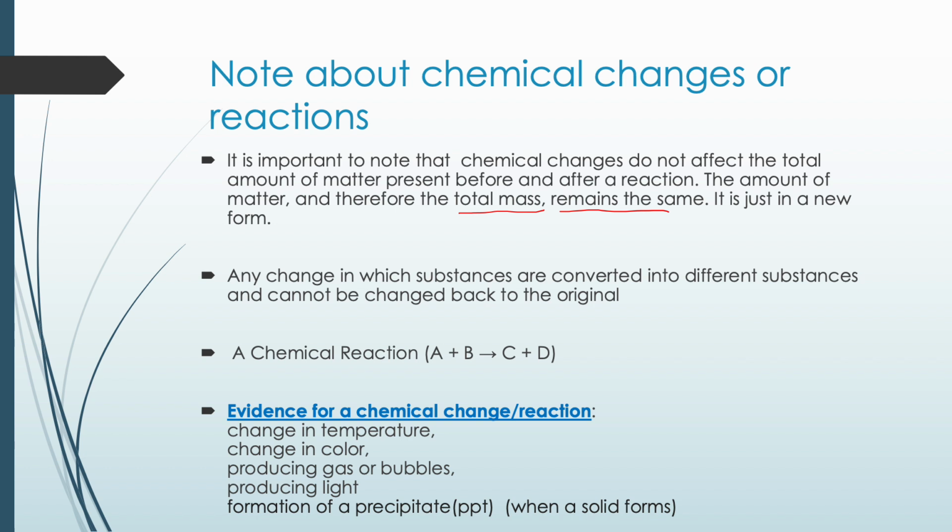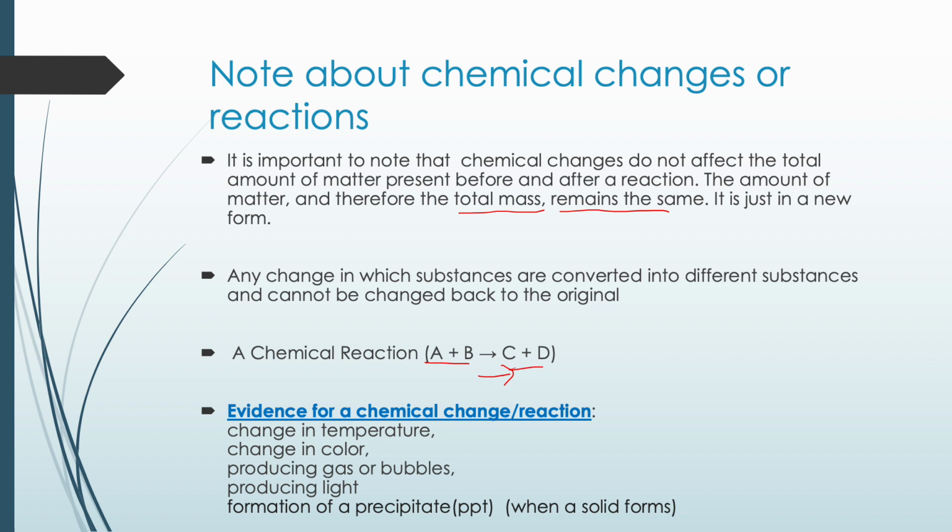Any change in which substances are converted into different substances and cannot be changed back to the original is known as a chemical change. So your chemical reaction, you have A plus B, that is going to yield C plus D. Notice that my product is completely different than the reactant. I've made something new.